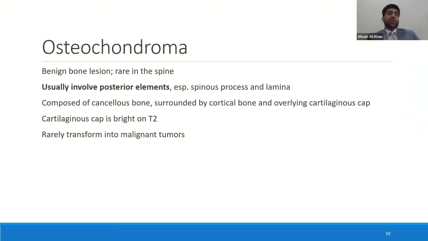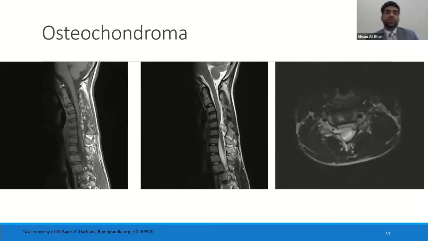So another type, osteochondroma. They are also benign bone lesions, very rare in the spine, usually involving the posterior elements, for example, a spinous process and lamina. They are composed of cancellous bone that's surrounded by cortical bone and an overlying cartilaginous cap. That overlying cartilaginous cap is very characteristic, and we can see it on the T2. Rarely they can transform into a malignant tumor. So here is the osteochondroma example.